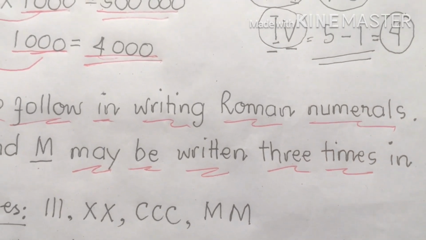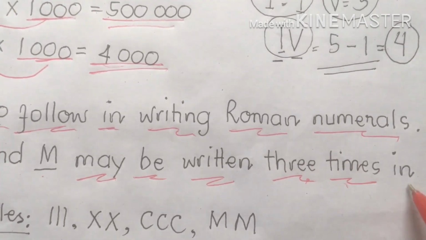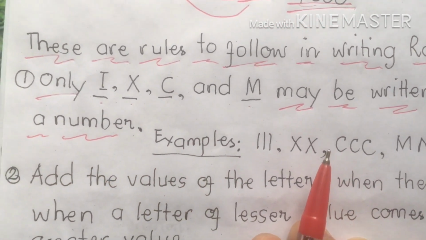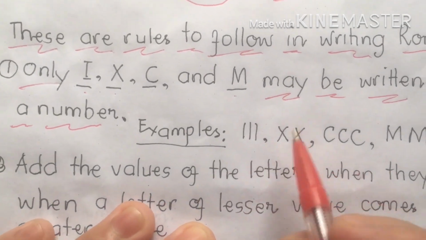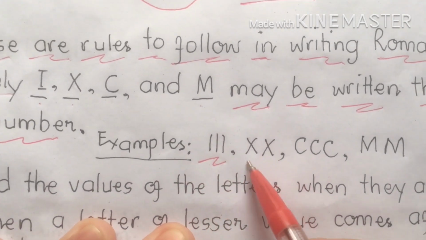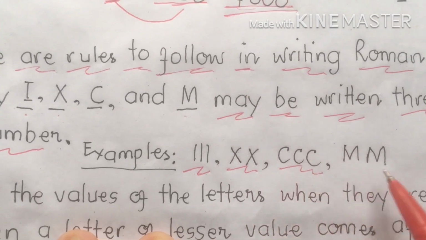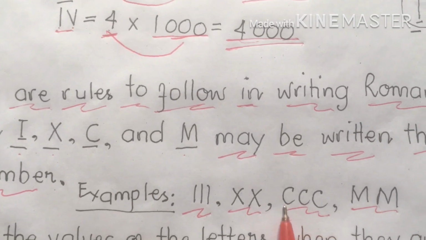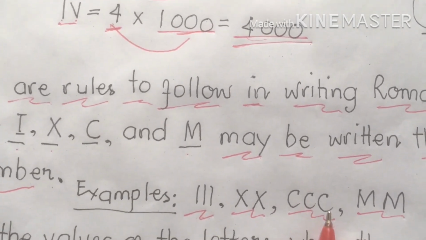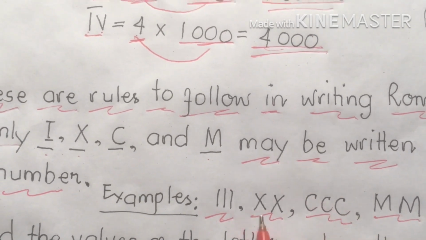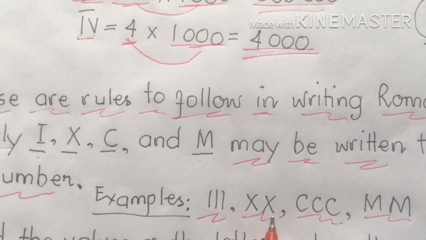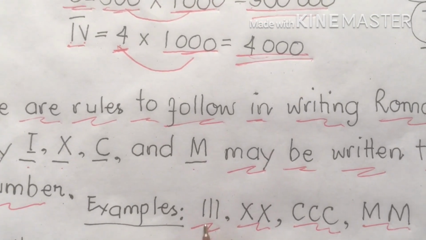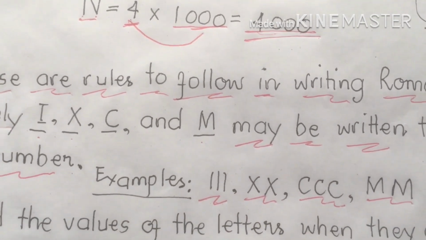Okay? You can rewrite it 3 times in a number. That means, see class, you can rewrite it 3 times. Okay? Examples. Triple I, double X, triple C, double M. That's 1,000 plus 1,000, 2,000. 100 plus 100 plus 100, because C is equivalent to 100, this is 300. X is equivalent to 10, this one, double X is 20. Triple I, that is 3. Okay, my dear students, that's quite clear in our discussions.